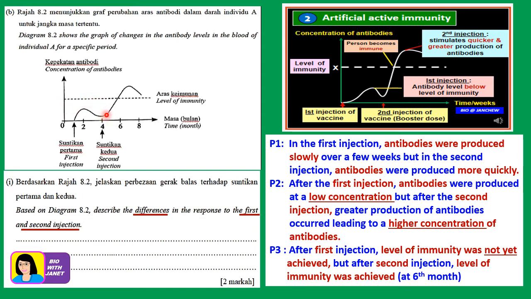But after the second injection, the level of immunity was achieved at around the 6th month, where the level of immunity line intersects with the curve. So the person becomes immune at this stage, around the 6th month, because his level of antibodies has reached the level of immunity. All right, so any 2 differences out of the 3 to get 2 marks.